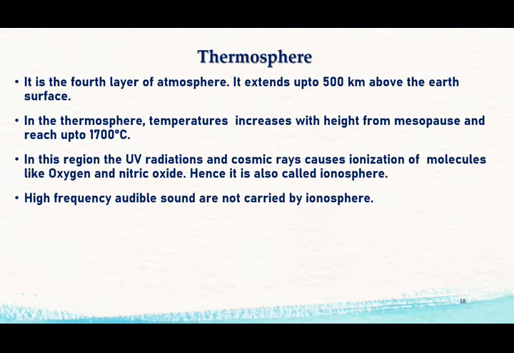So now let's recall about this thermosphere. Thermosphere is the fourth layer of atmosphere. It extends up to 500 kilometers above the Earth's surface. In the thermosphere, temperature increases with height from the mesopause and reaches up to 1700 degrees Celsius. In this region, the ultraviolet radiations and cosmic rays cause ionization of molecules like oxygen and nitric oxide, hence it is called the ionosphere. It is in this region the aurora borealis can be seen. High frequency audible sounds are not carried by the ionosphere.